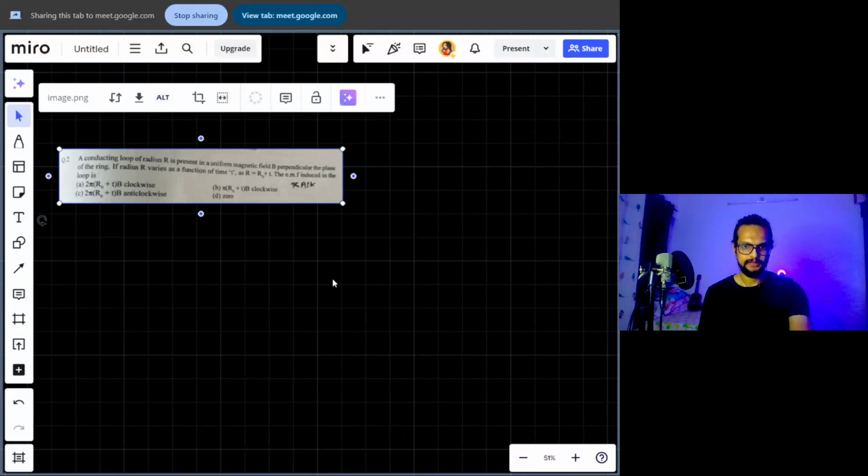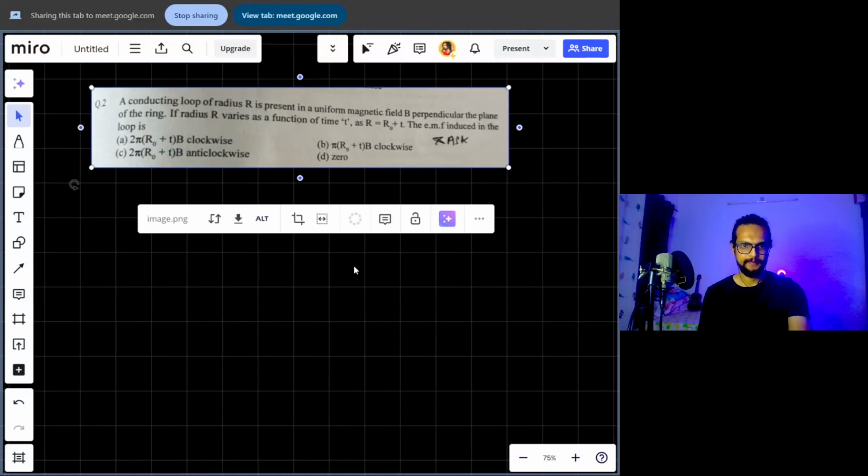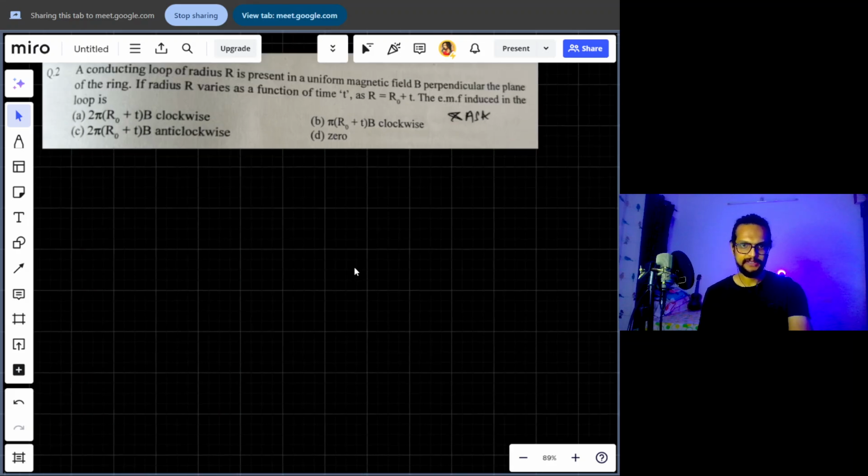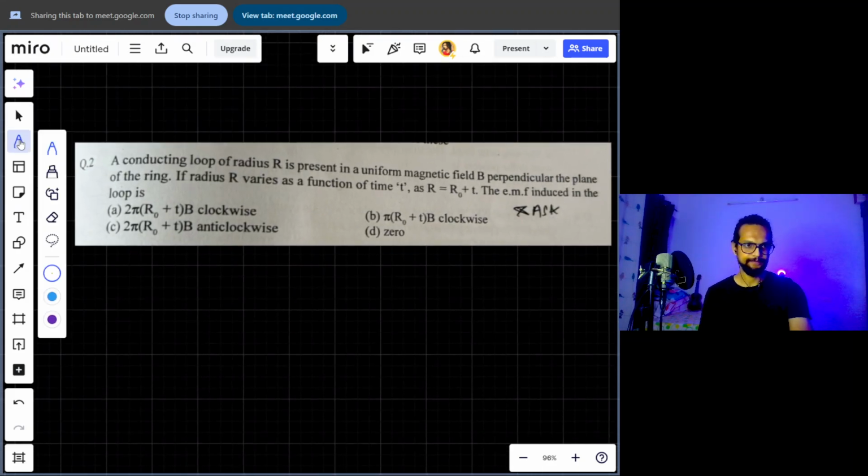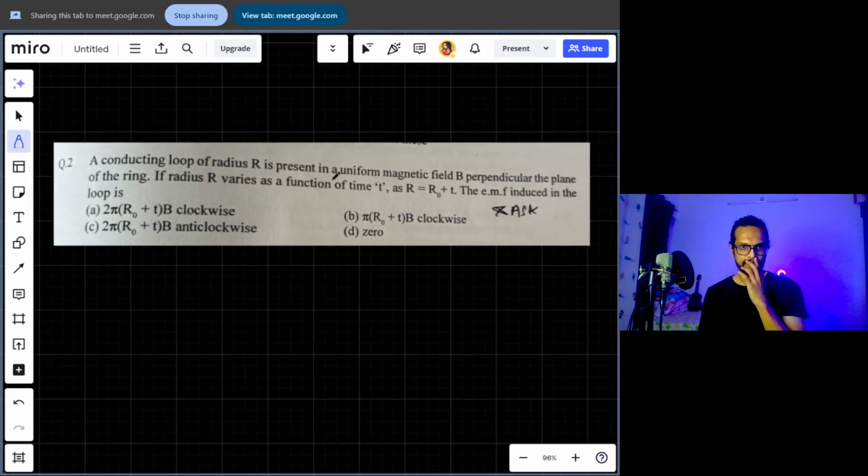Alright, what is this saying? You remember the concepts that we discussed the other day, right? Right now there's a loop, radius is r, and the magnetic field B is perpendicular. This time r is increasing. So tell me, only when the flux changes do we get a current or an EMF, right?